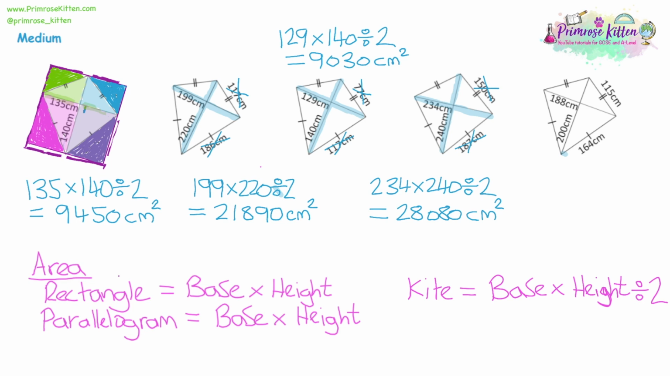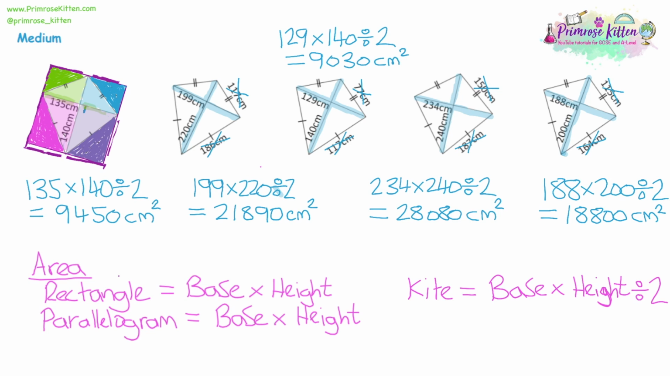So again, your first step is always going to be identifying what the base and height are, which two measurements are at right angles. So we've got the 200, we've got the 188, so that means we are not using the 115, and we're not using the 164. So let's multiply those together. 188 times 200. We need to divide by 2, and the answer should be 18,800. And again, that's going to be centimetres squared.